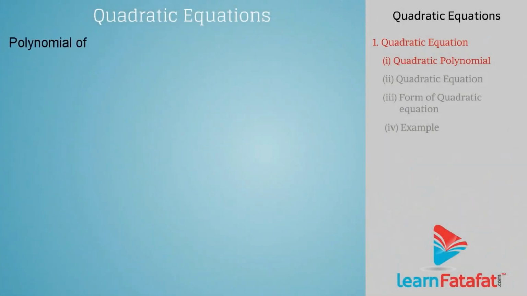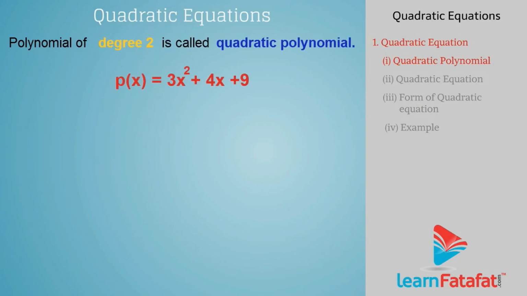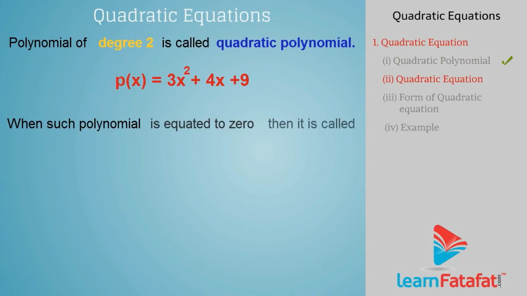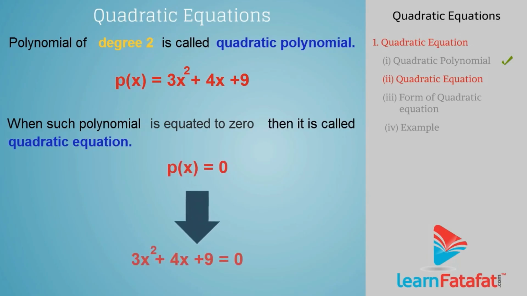Quadratic equations. Polynomial of degree 2 is called quadratic polynomial. Example: p of x is equal to 3x square plus 4x plus 9. When such polynomial is equated to 0, then it is called quadratic equation. For example, p of x is equal to 0. Hence, 3x square plus 4x plus 9 is equal to 0.